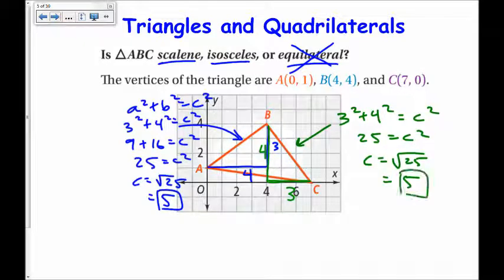And it is the same, okay? So these are the same length, and it is isosceles. Okay, hopefully you can see how the distance formula is used to answer that question.